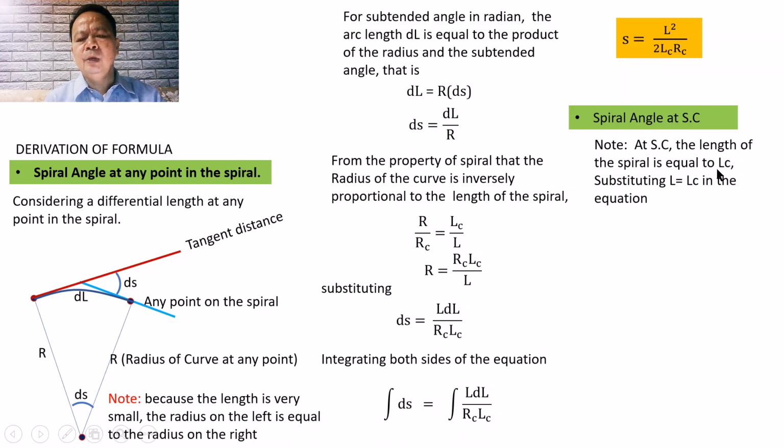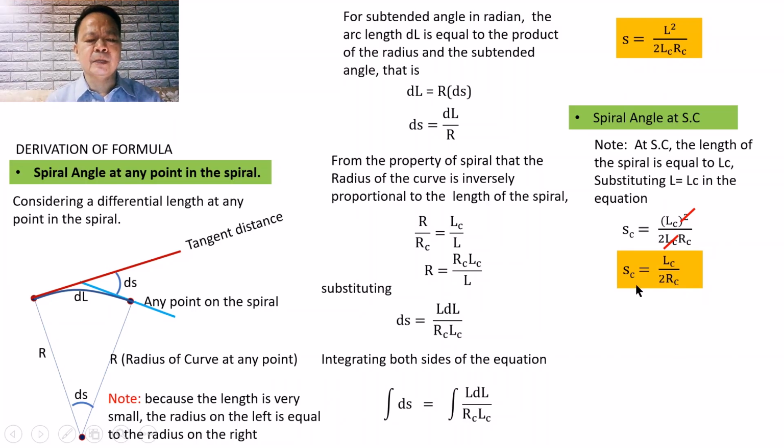Our L will be equal to L sub C, so that if this is substituted, L equals L sub C in this formula for S. What will happen to S? Our S will become S sub C, and this will become L sub C, so that our equation becomes S sub C equals L sub C squared divided by 2 times L sub C times R sub C. You will notice that our L sub C will cancel, and what remains is that S sub C will be equal to L sub C over 2 R sub C.